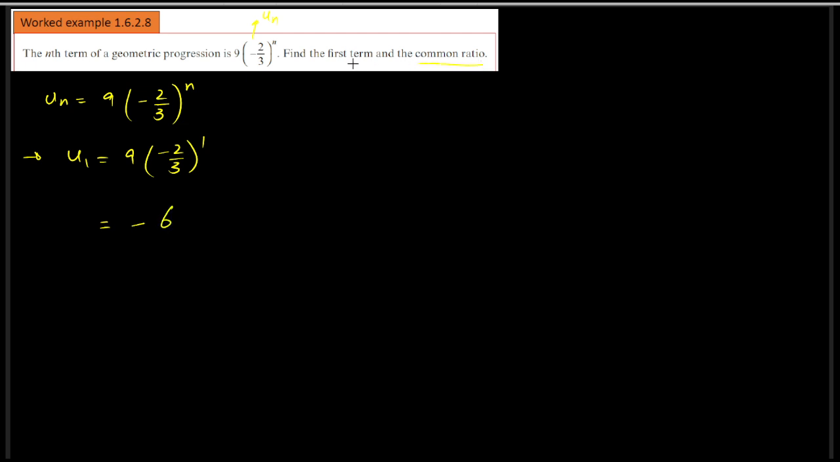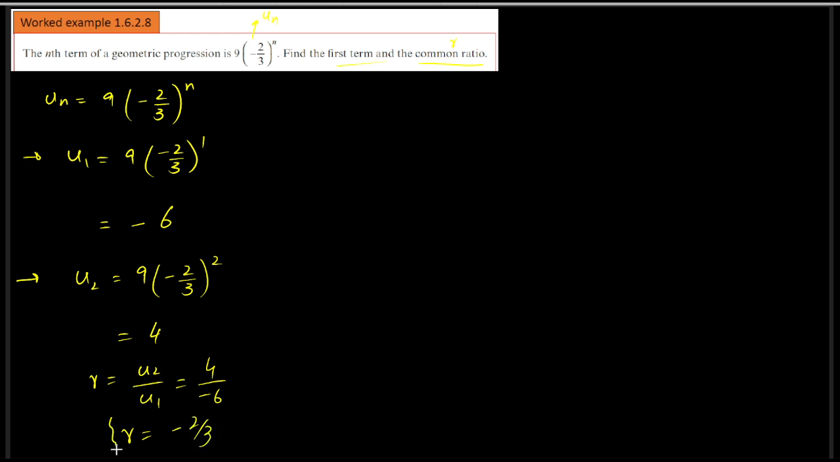And secondly, find the common ratio r. Common ratio r is ratio between any two consecutive terms. So to find r, we need another term. So suppose put n is equal to 2. Put 2, we get 9 times minus 2 over 3 squared. Using calculator, this is equal to 4. So the second term is 4. Now the ratio is r equals u2 over u1. u2 is 4, u1 is negative 6. So the common ratio r is minus 2 divided by 3. So this is common ratio for the given progression.